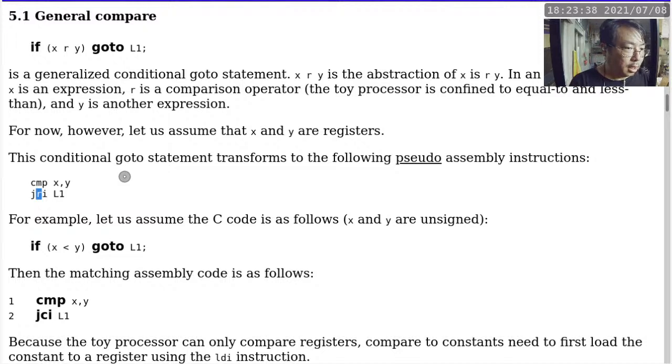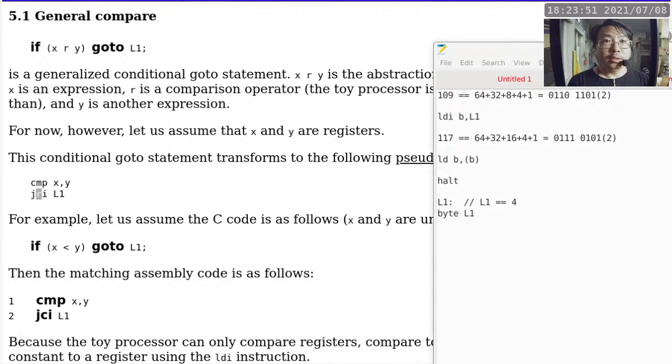Okay, I'm still not seeing any questions. If there are no questions, what I'm going to do is go through an example of translating some C code into assembly code.